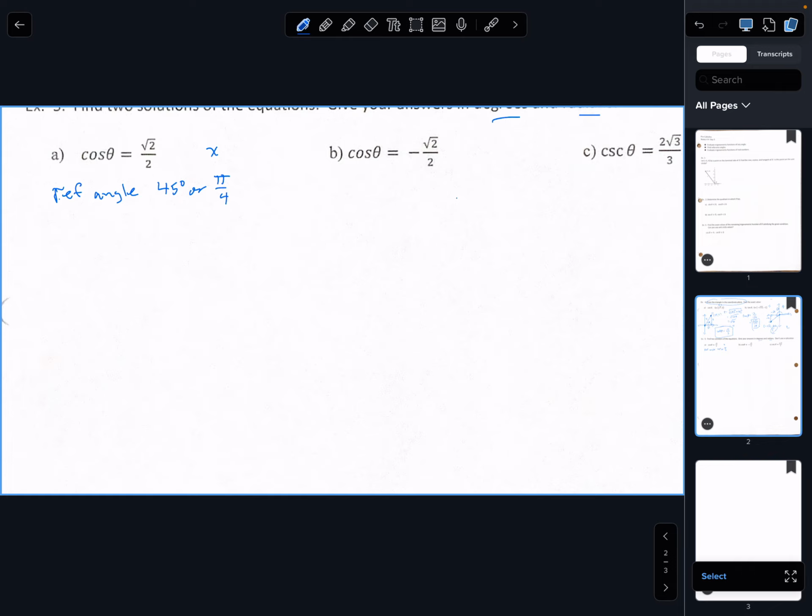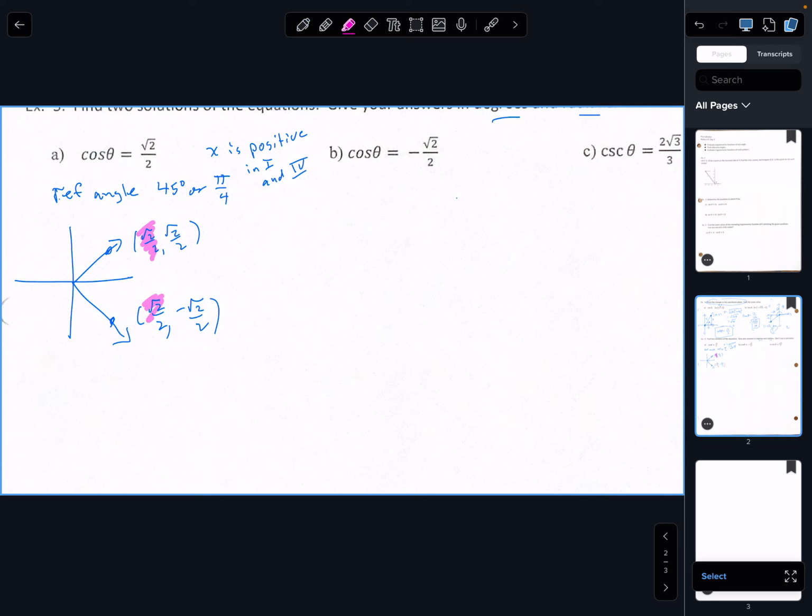Where is x positive? X is positive in 1 and 4. So we're talking about this angle here where you get a root 2 over 2, root 2 over 2, and therefore the x value is positive. And then we're talking about where you have a 45 degree reference angle where you've got root 2 over 2 and negative root 2 over 2. And x is positive there.